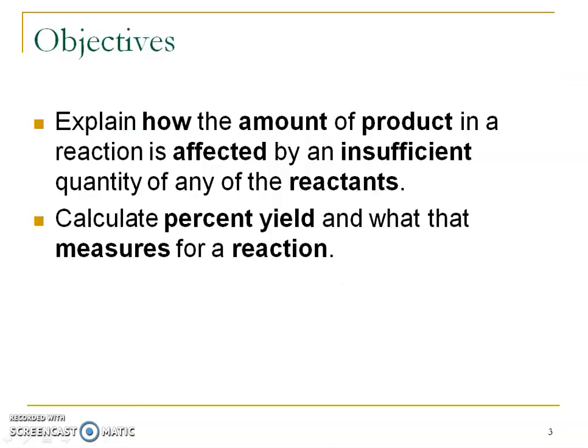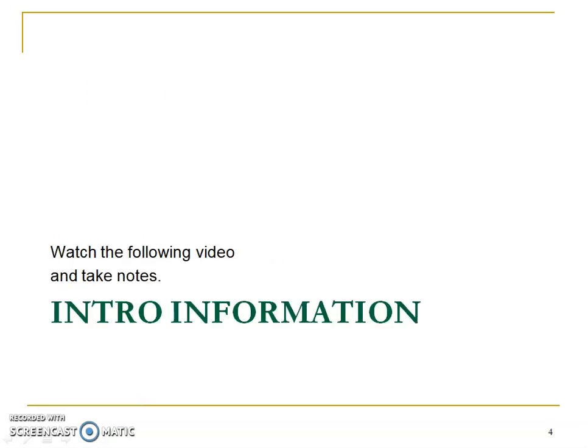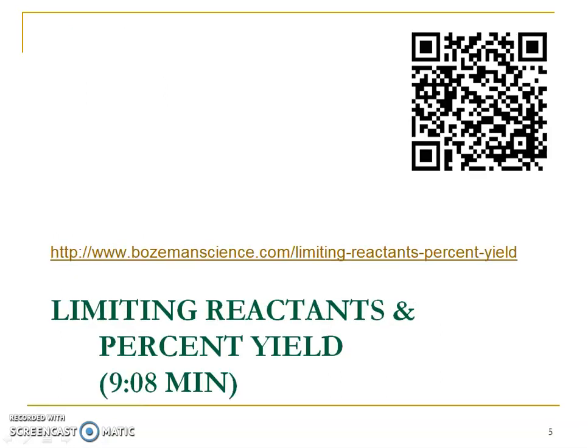In this section, you're going to be able to explain how the amount of a product in a reaction is affected by an insufficient quantity of any of the reactants. We're going to be able to calculate percent yields and what that measures for a reaction. You should have watched that intro information on limiting reactants and percent yield.